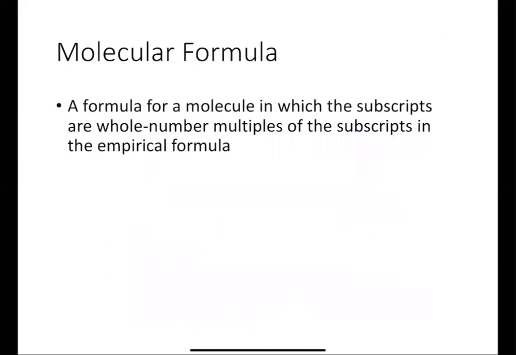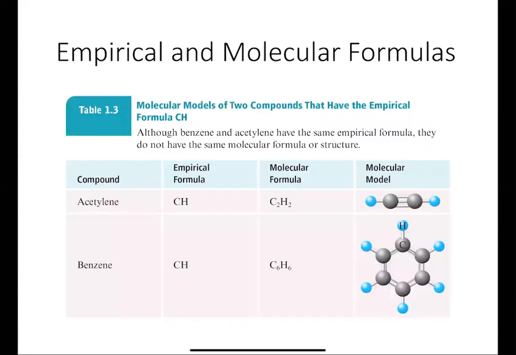Okay, so now a molecular formula is where there are multiples of the empirical formula. We've learned what a molecular formula is, and we went over what an empirical formula was last time. Here is an example again from chapter 1, where they have the same empirical formula but a different molecular formula, and they are totally different structures. Benzene's a liquid and acetylene's a gas. They're very different compounds, but they both have the same empirical formula.